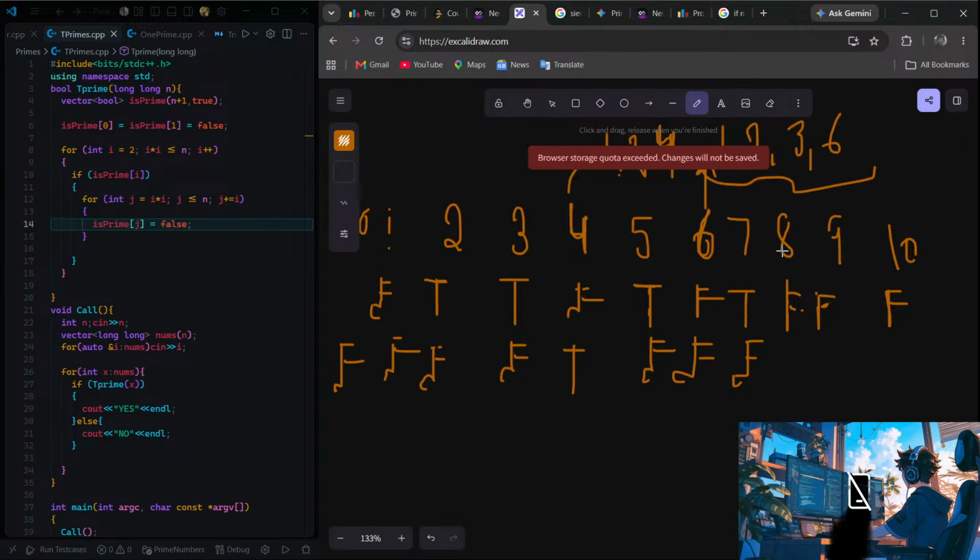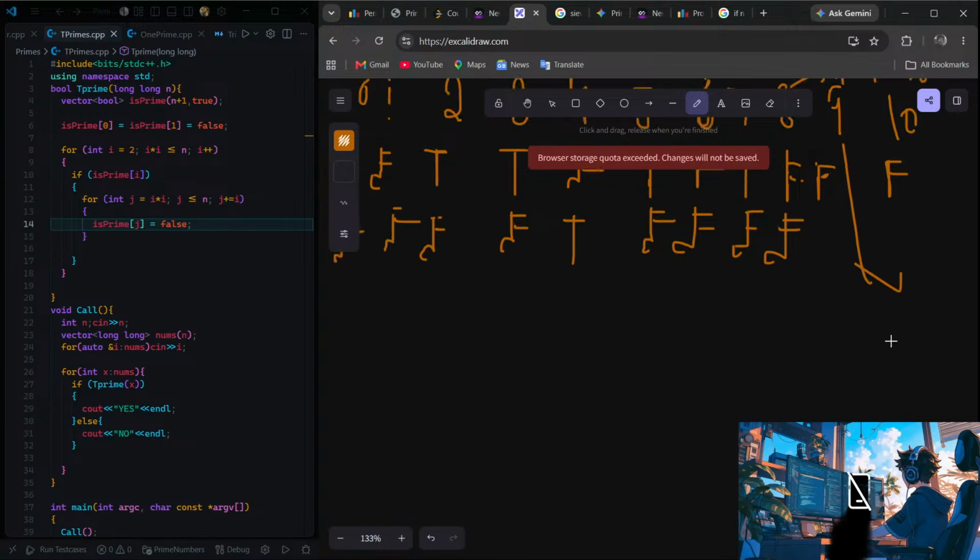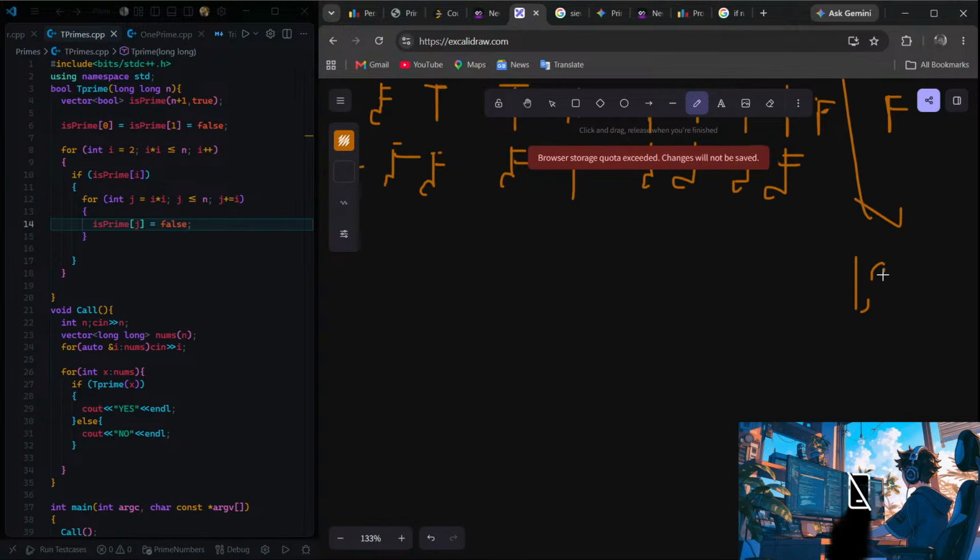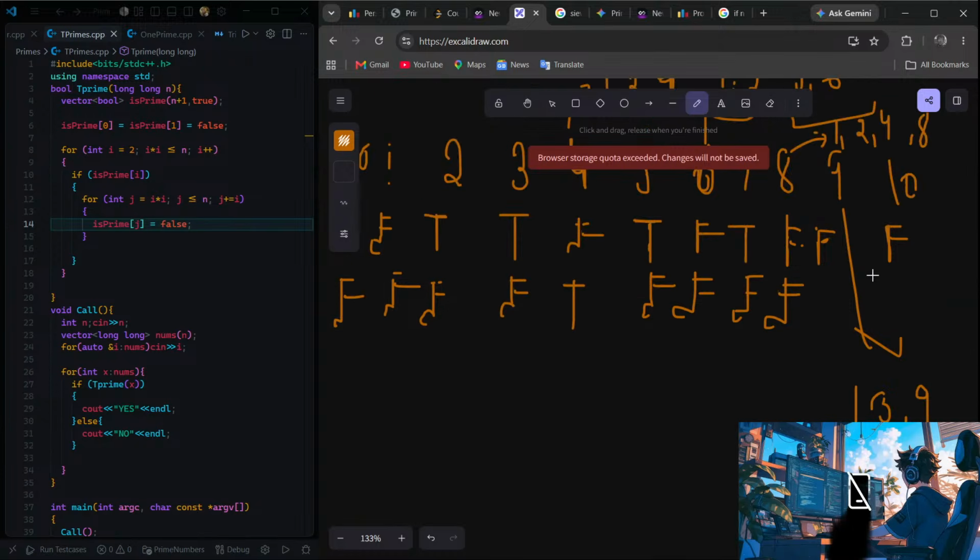After that, I'm seeing 8. Will 8 become a T-prime? No. 1, 2, 4 is there, 8 is there. So this is also not a T-prime, so this is false. After that, I will see 9 here. 9 has 1, 3, and 9. So 9 is a T-prime.